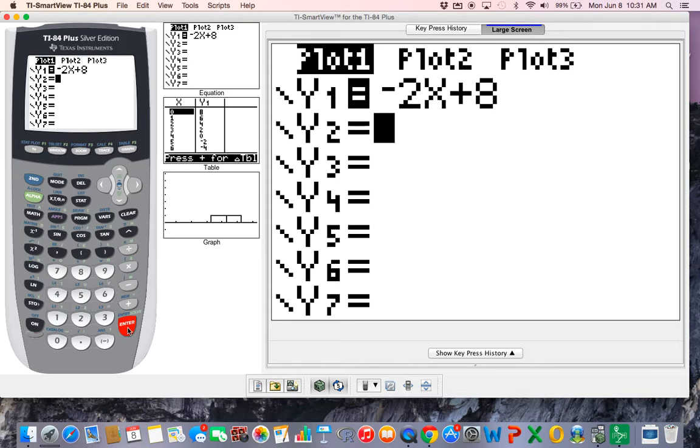Now guys, I'm going to tell you, when we're plotting graphs with fractions, go ahead today and get in the habit of putting your fraction in parentheses. So I have negative 1 divided by 3, times x, plus 3.